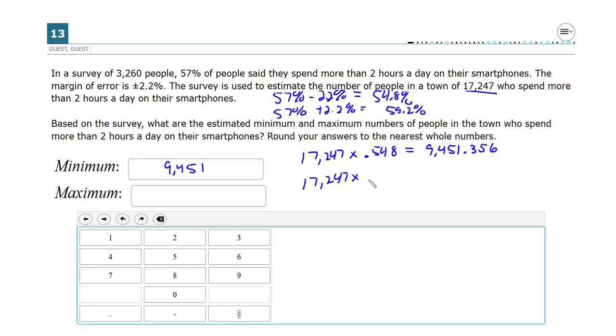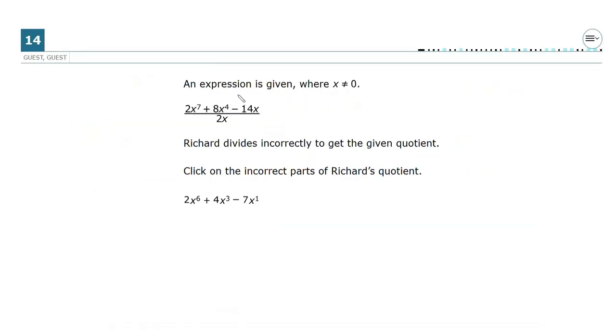17,247 times 0.592, we get 10,210.224, which rounds to 10,210, which is our maximum number of people in this town who spend more than 2 hours a day on their smartphones. All right, last question, number 14.